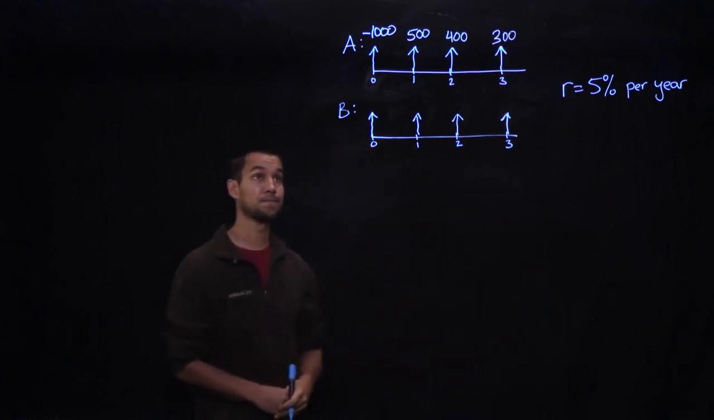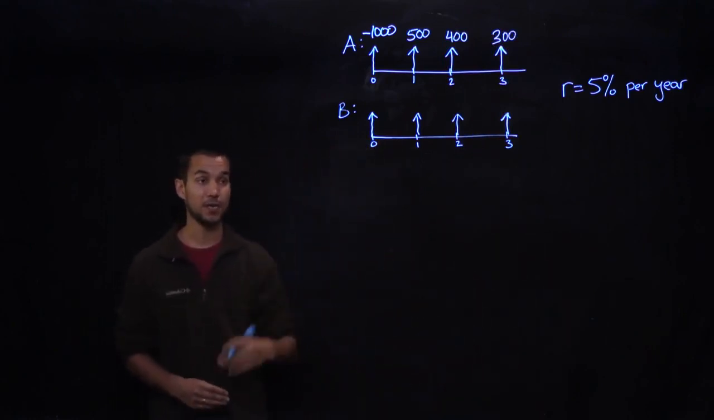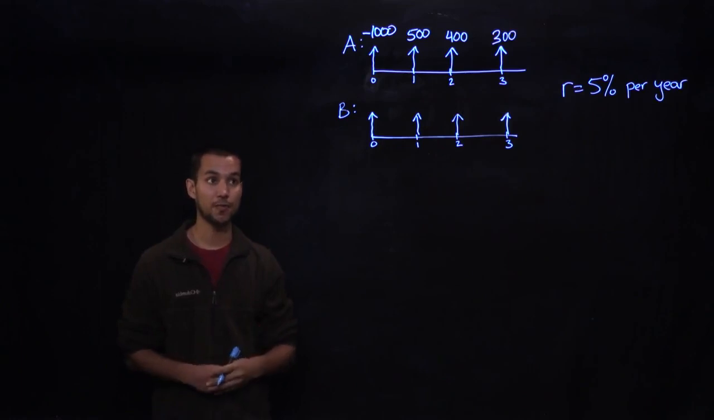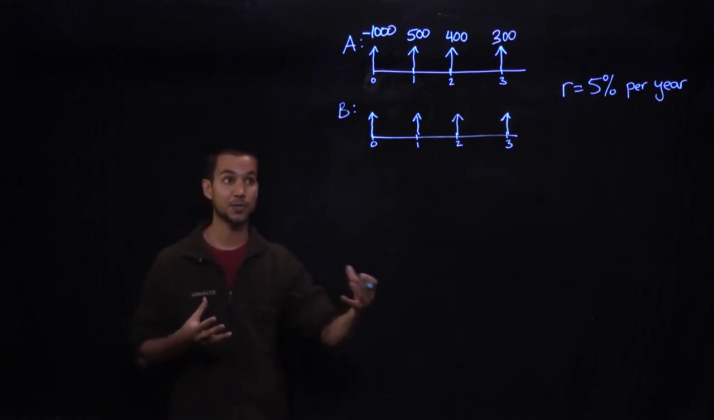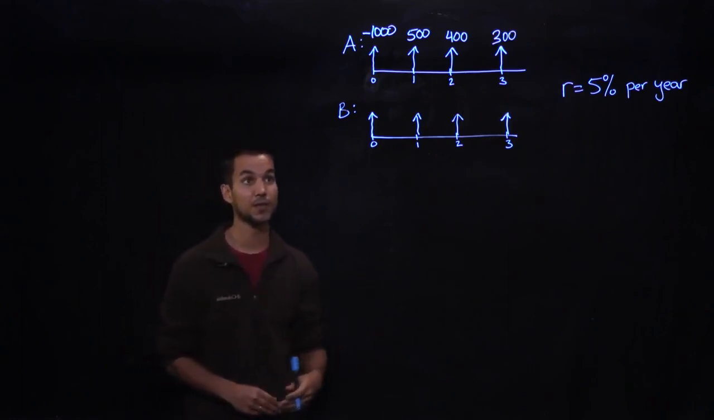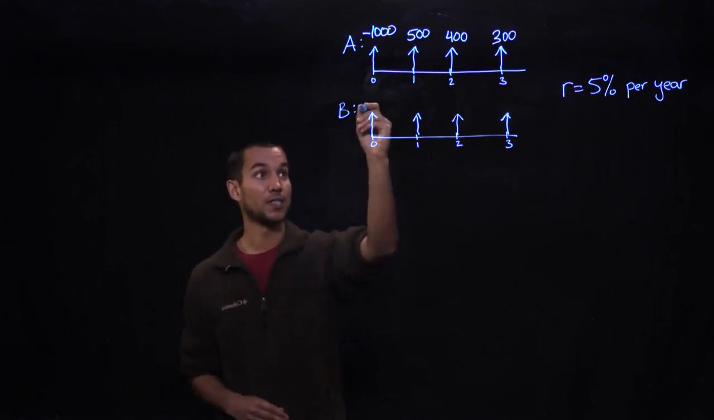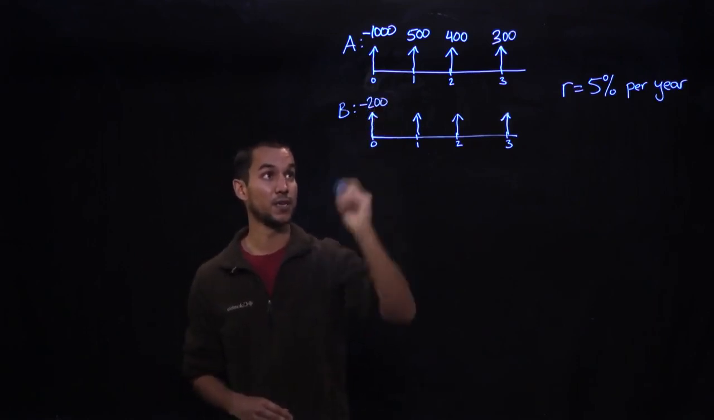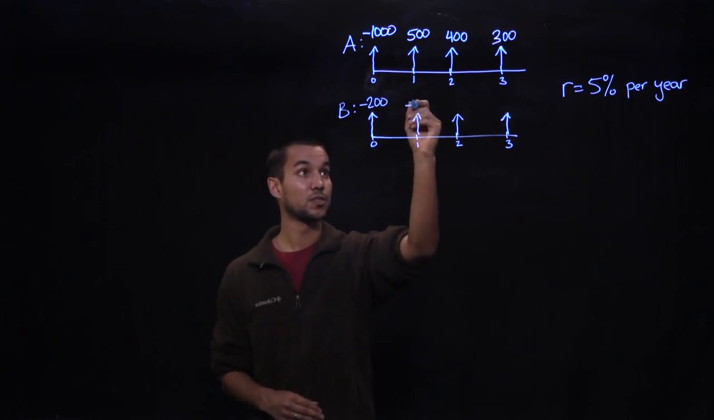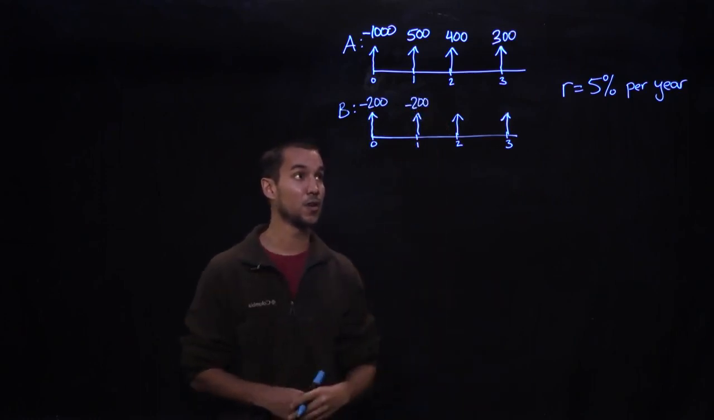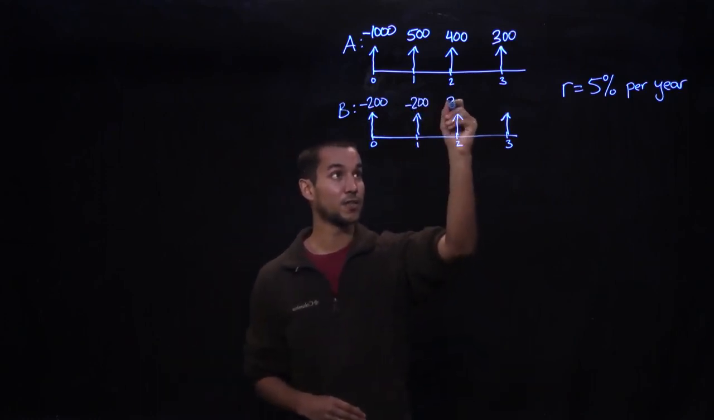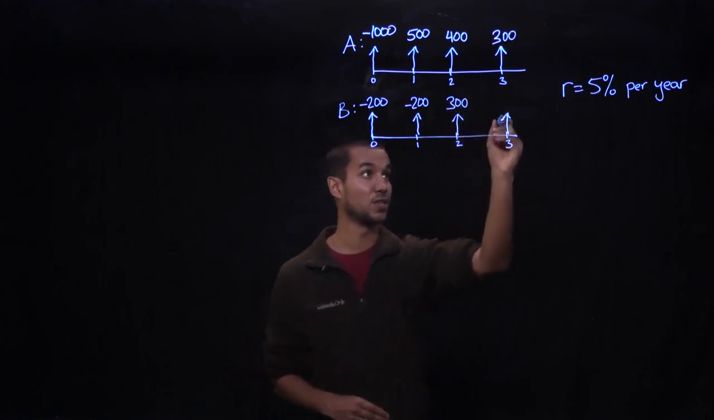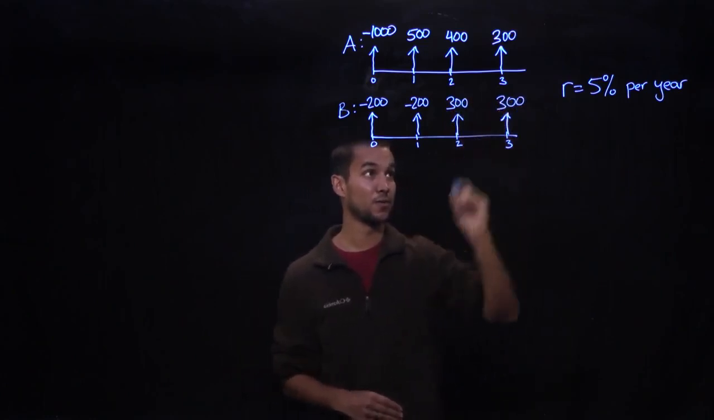On the other hand, strategy B is going to require a much smaller upfront investment, and this investment is going to be spread out over the first couple of years. So we require a $200 million investment in year 0, $200 million in year 1, and it's going to generate cash flows of $300 million in years 2 and 3, respectively.